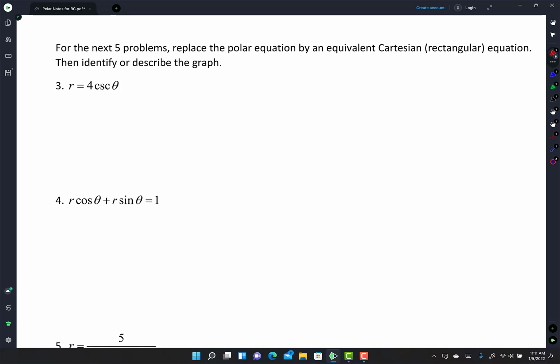Oh, we need to find a normal equation. Yeah, well, don't call it normal. Cartesian equation in terms of x and y. Yeah. So here we go.